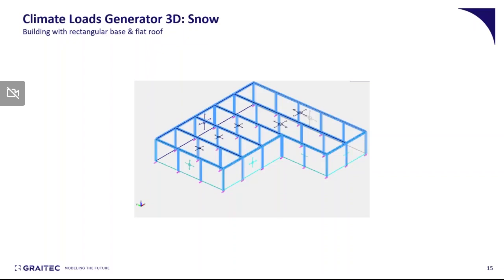Moving forward, we are going to see how to deal with snow load now. The same structure is going to be investigated again, a rectangular base with a flat roof. We are going to go through the process the Eurocode suggests for snow load, and then we will see how we can use the climate loads generator that is built into Advanced Design in order to accelerate the whole process and calculate the snow loads more efficiently and quickly.